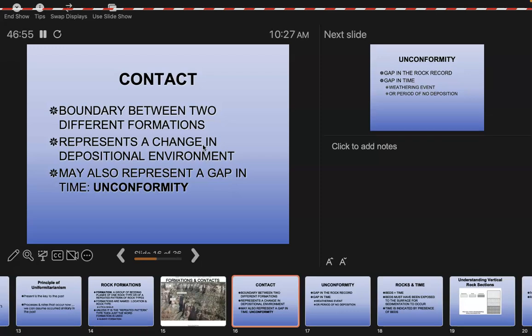So that last bit that I was talking about, the gap in time, there's another vocabulary word for that one. It's called an unconformity. This font doesn't lend itself very well to bold versus not bold. But that bottom there is supposed to be bolder. And there's a little bit more about unconformities on the next slide.